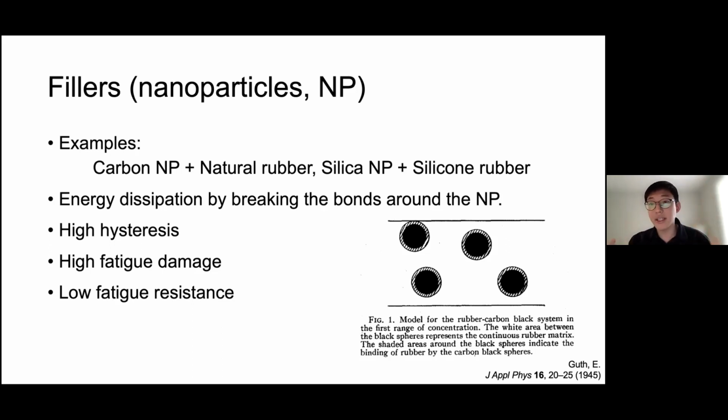However, this is an absolutely irreversible process. That means you will see huge hysteresis in the stress loading and unloading curve. And the material cannot heal this damage quickly, because the adhesion requires some energy and time to recover to the original state. Therefore, it suffers fatigue damage, and the fatigue resistance is relatively low compared to others.